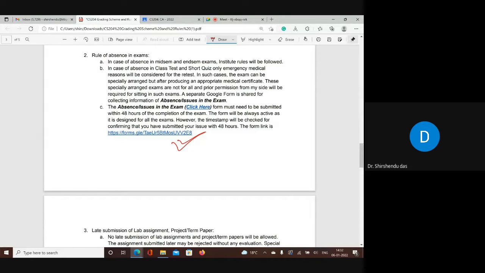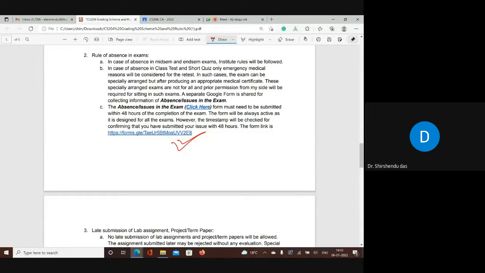Suppose you are giving the first class test online, but after 10 minutes or after 20 minutes you lost the internet, you lost the Wi-Fi. What do you have to do at that time? That's why I have created this form: within 48 hours of any exam, if you face any issue, you can go to this form and submit your request.